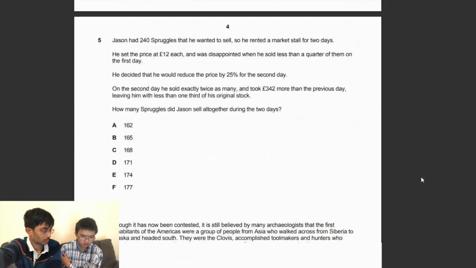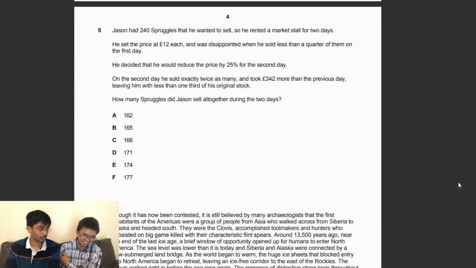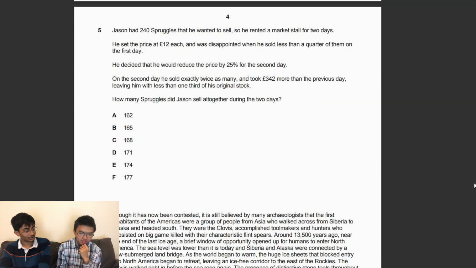Okay, I have another problem solving question to do. 240 rubbish on the sale. They're £12 each. Disappointed we sold less than a quarter of them.